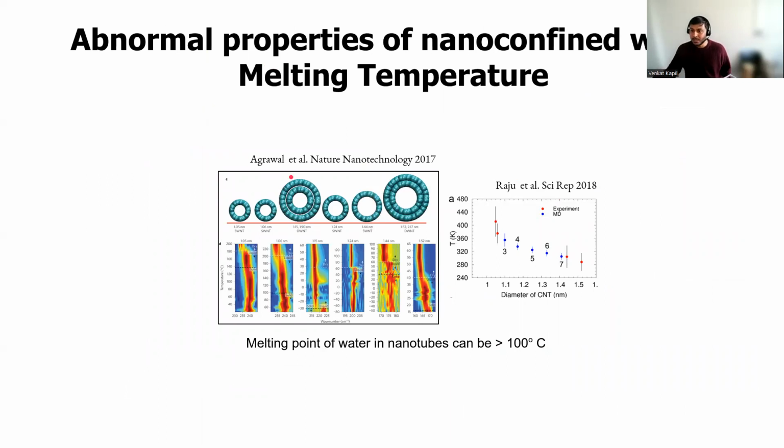For example, it's a complicated plot, so I'll just tell you, let's look at this. What it shows us is that based on the diameter of your carbon nanotube, your melting temperature can be as high as 440 Kelvin, which is greater than the boiling point of water in bulk. So that just tells you when you confine things in small regions, you will really have exceptional phase behavior.